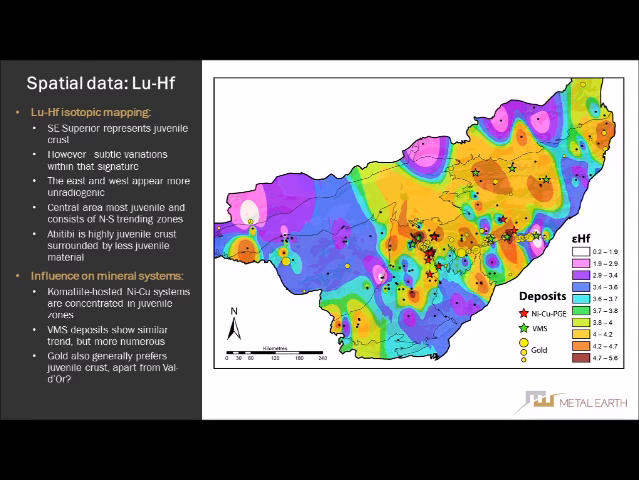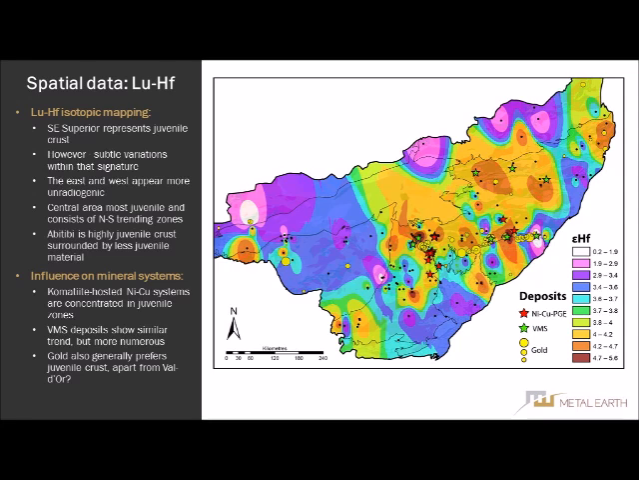And this one especially is this kind of linear belt, which is adjacent to the Wawa, suggesting potentially a similar kind of architectural control that we see in the Yilgarn, but to a lesser degree, which is why potentially they're so much smaller. So moving on to the oxygen.